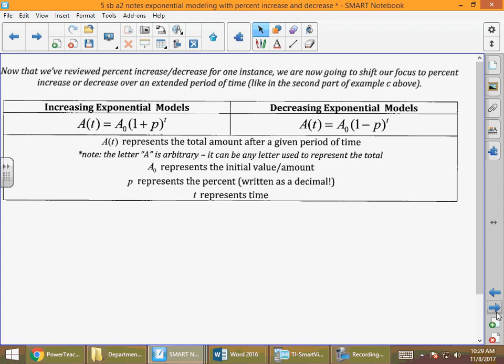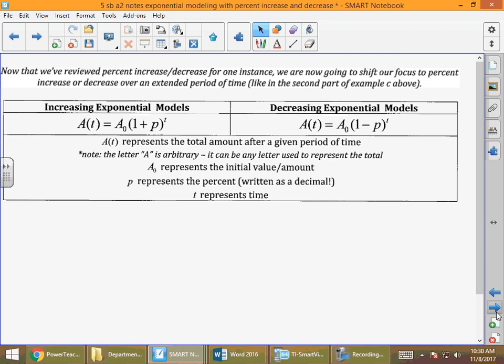Now that we've talked about percent increase and decrease and just the percentage in general, let's look at percent of increase or decrease over an extended period of time, like we did in this last problem. We figured out the first year, then we had to use our answer from the first year in the second year. And there's two models. There's an increasing exponential model and there's a decreasing exponential model. By the way, we are not going to expect you to memorize these formulas. They will be provided for you, but you do need to know how to use them.